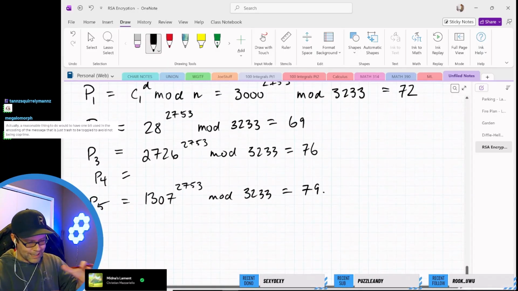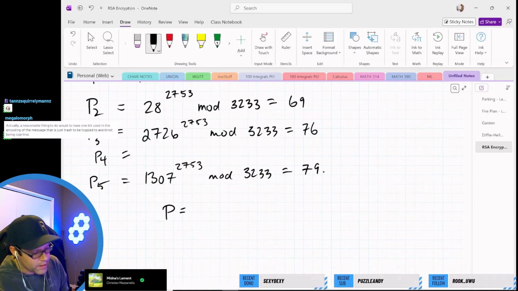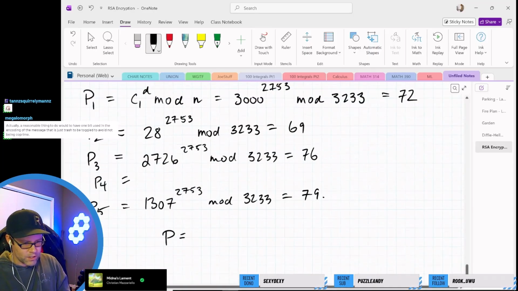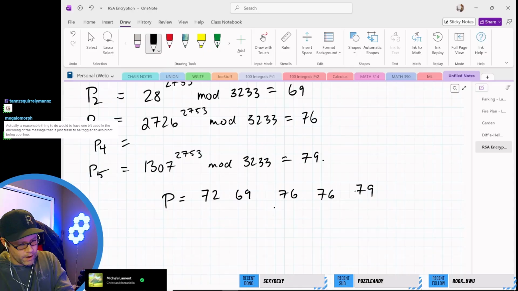And then the idea is to collect these back up. That becomes our plain text message, and then we convert that back to our letters. So our plain text message, what was it, 72 I think we started with, right? So 72, 69, 76, 76, 79. Now we want to convert that back into hello.